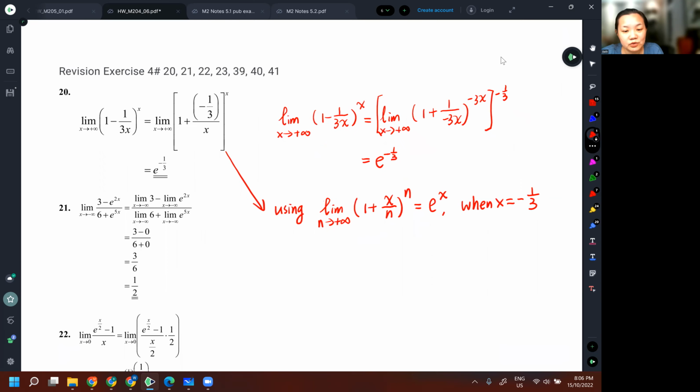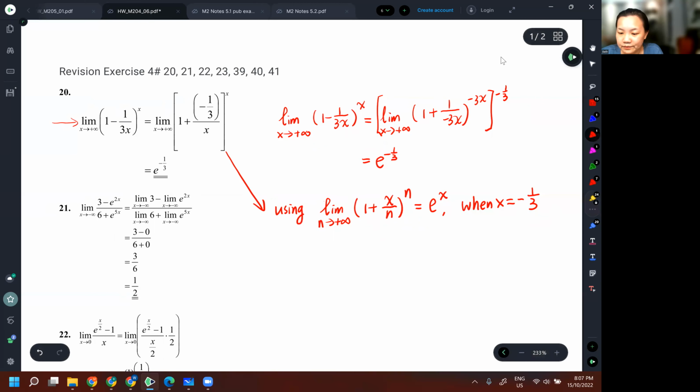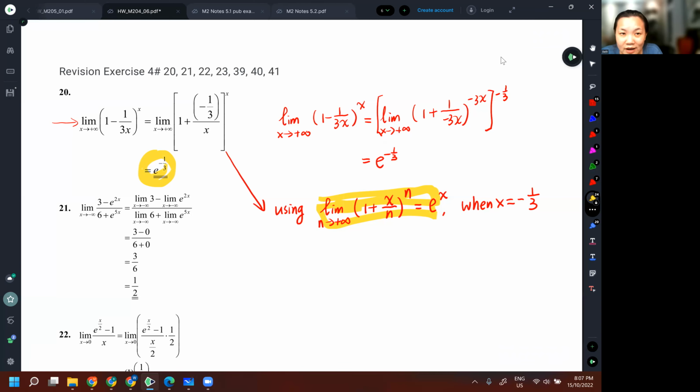Question 20. This one I mentioned before, there are two methods. The first method is the standard method. In this method, you're using this formula, which I call the definition of e to the power x. Now here, x is -1/3. The answer should be e to the power -1/3. You do not have to write the radical sign, the third form. You don't have to.